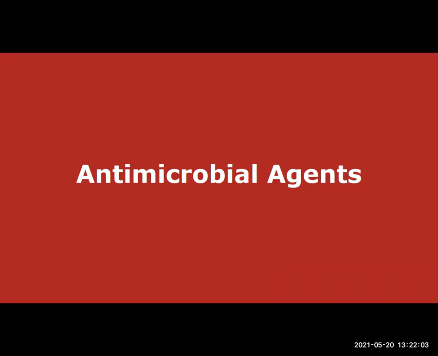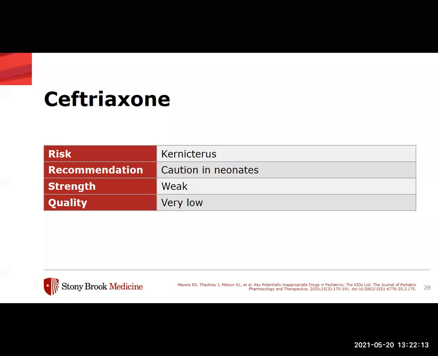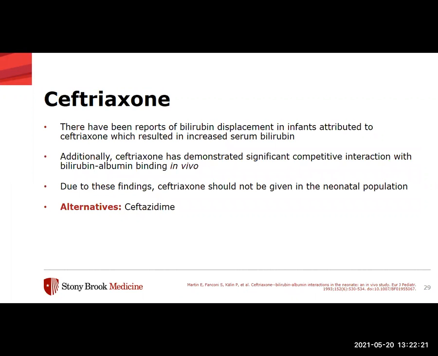In our next section, we'll be talking about different antimicrobial agents included on the kids list and their risk of ADRs in the pediatric population. The first antimicrobial we will speak about is ceftriaxone, whose use has been cautioned in neonates due to the risk of kernicterus. So there has been documentation of bilirubin displacement in infants attributed to ceftriaxone use, which resulted in increased serum bilirubin and ultimately necessitated a change in antibiotics.